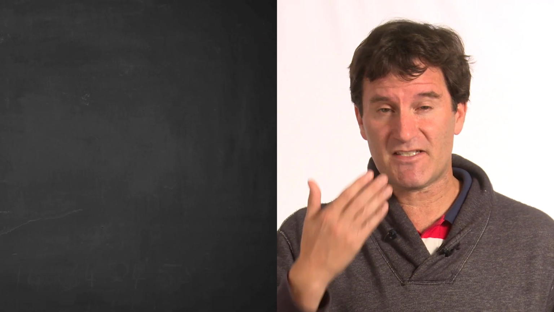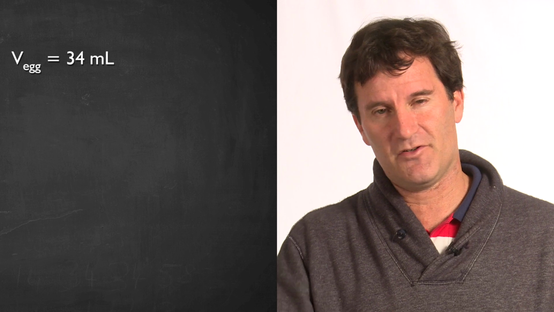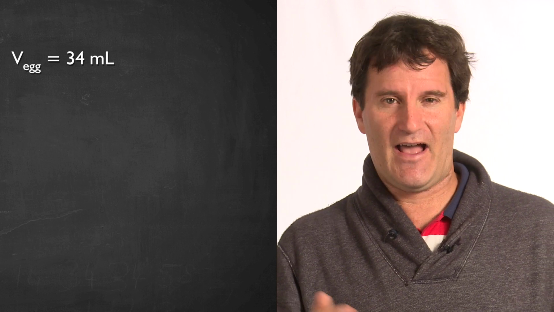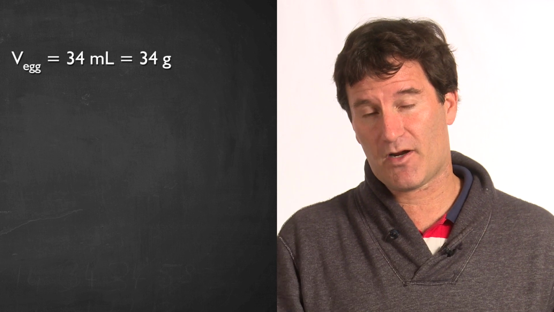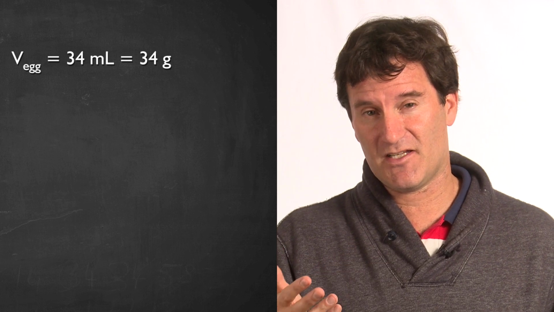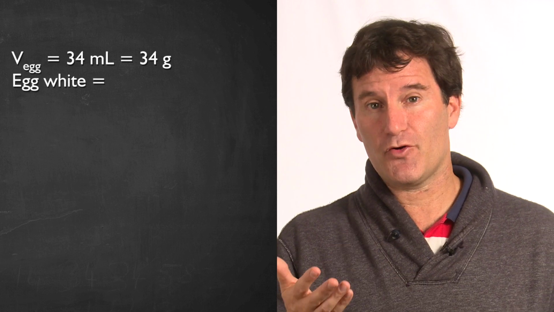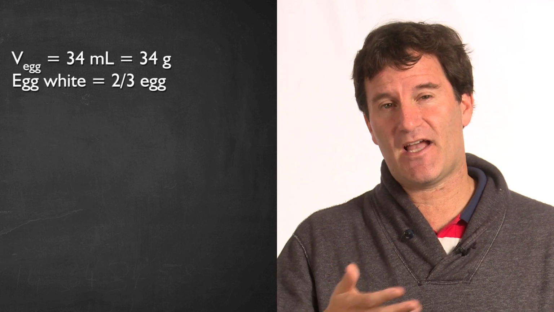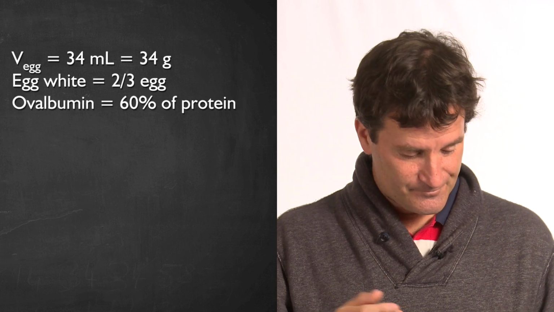So okay, let's think about a single egg. I'm going to take an egg which has a volume of about 34 milliliters. That's a volume that an egg can have, and that actually corresponds to a weight of 34 grams, because of course the major component of egg is water, which has a density of 1 gram per cubic centimeter. An egg white is about 2/3 of an egg, and it turns out that about 60% of the protein in egg white is ovalbumin.